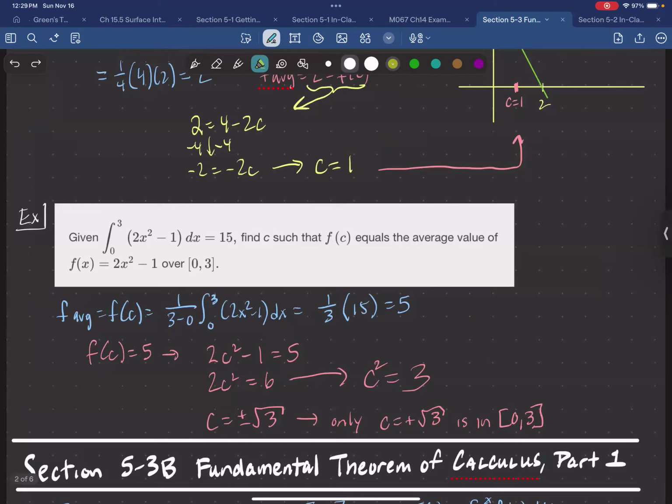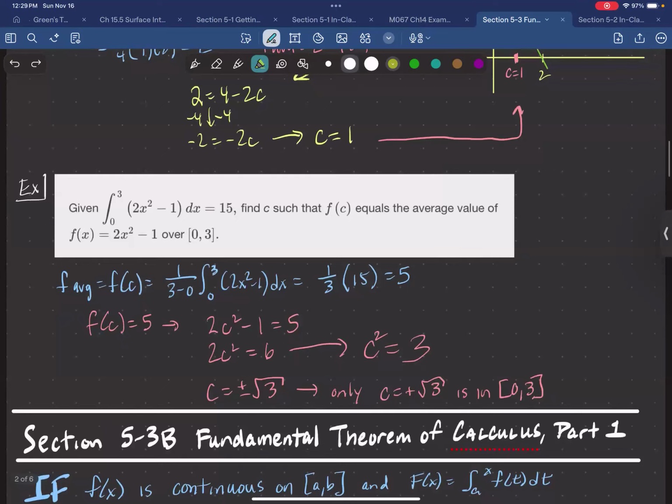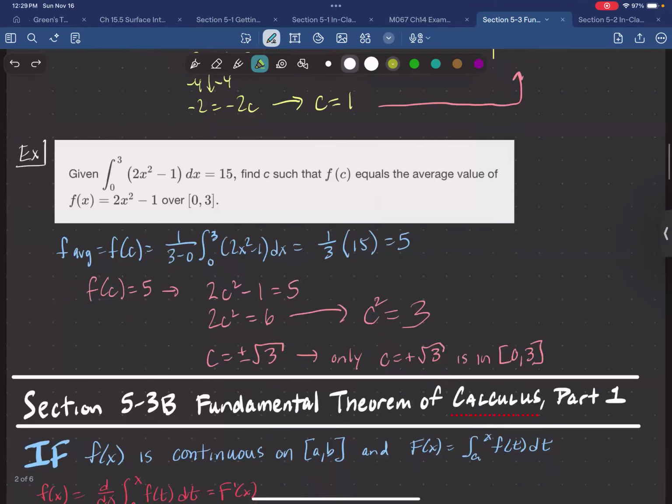We're working on 5.3, Fundamental Theorem of Calculus. We're going to do part one. This is our second video. If f of x is continuous on [a, b], we're going to say F of x equals the integral of f of t dt. Notice this is with t, so the variable of integration is t, and our x is in the limit. And a is the bottom part of the interval, okay?